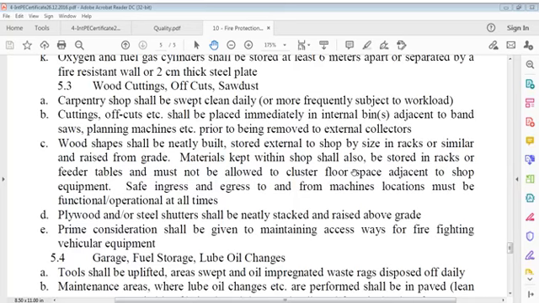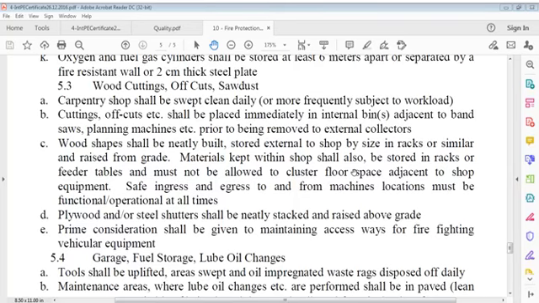Cuttings, offcuts, etc. shall be placed immediately in internal bins adjacent to band saws, planing machines, etc., prior to being removed to external collectors. Wood shapes shall be neatly built, stored externally to the shop by size in racks or similar arrangement and raised from grade or floor.